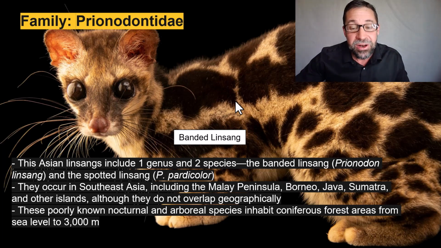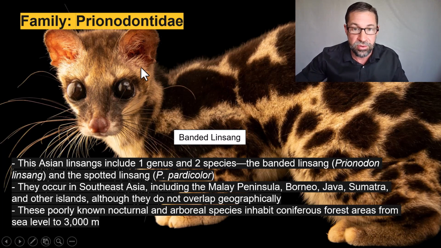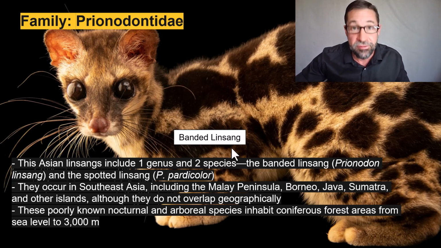There hasn't been a lot of work done on these guys, so they're reported to be nocturnal and arboreal, inhabiting coniferous forests from sea level to 3,000 meters. The linsangs are closely related to the Felidae.